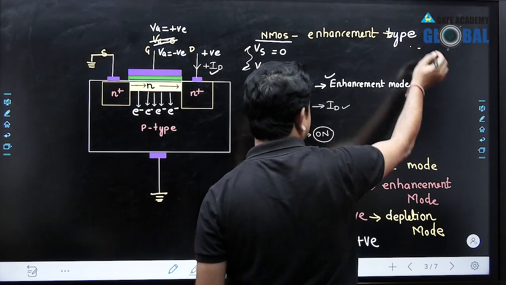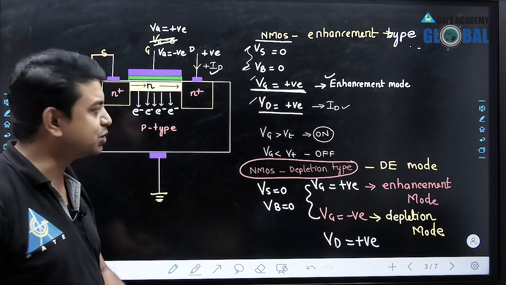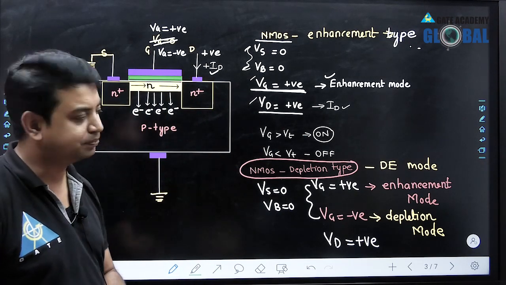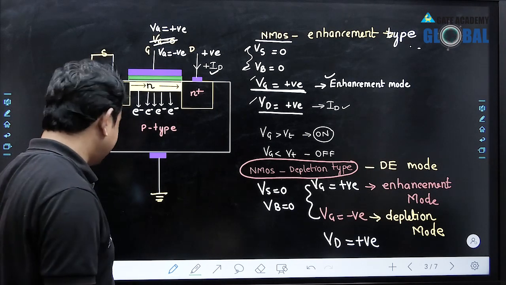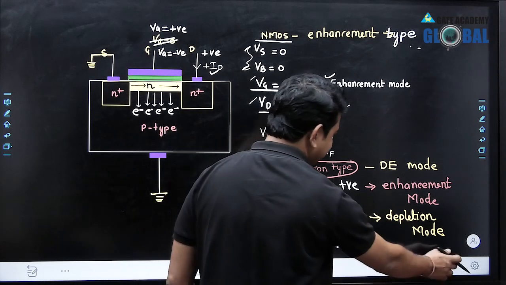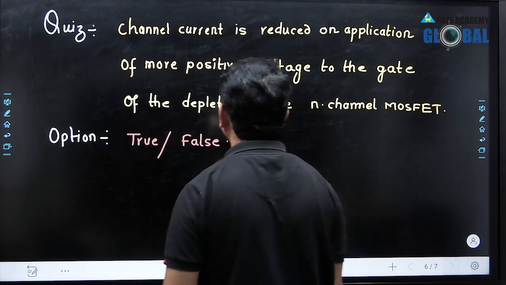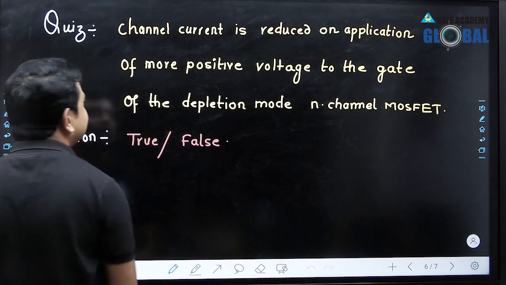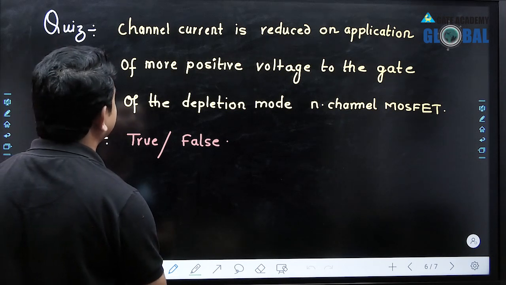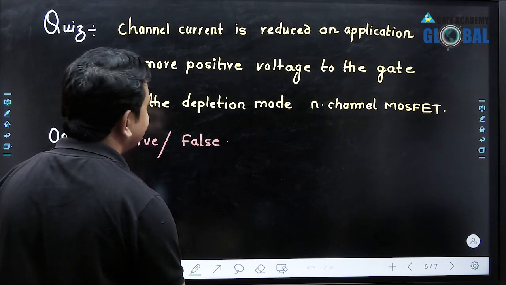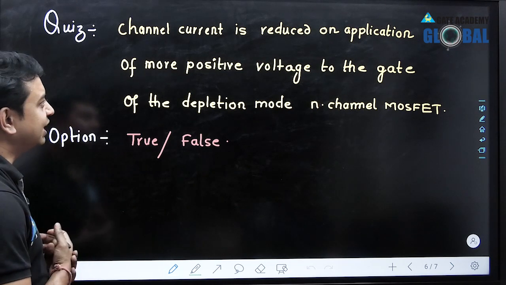And we have observed that there are very minute changes between these two types of MOSFET. So this lecture series is meant for that only, and I will ask you one quiz question that I felt was also asked in a previous lecture. The channel current is reduced on application of more positive voltage to the gate of the depletion mode N-channel MOSFET. So the channel current is reduced.